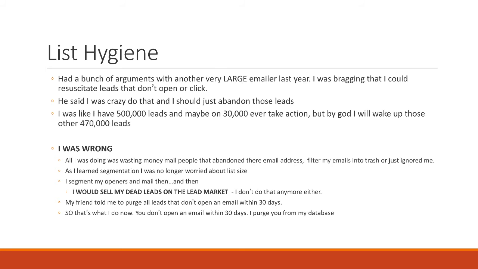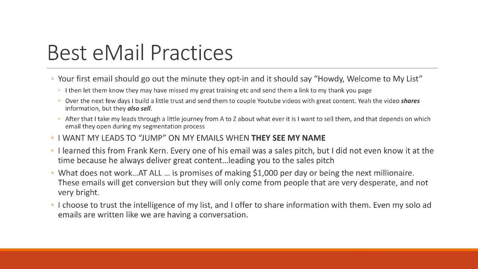Somebody comes into my list. If they haven't taken action to open an email within 30 days, because I have a 30-day email autoresponder sequence that's designed to segment my list, if they don't open that up, they're gone. Sorry, out of here. So here's some of the best email practices.